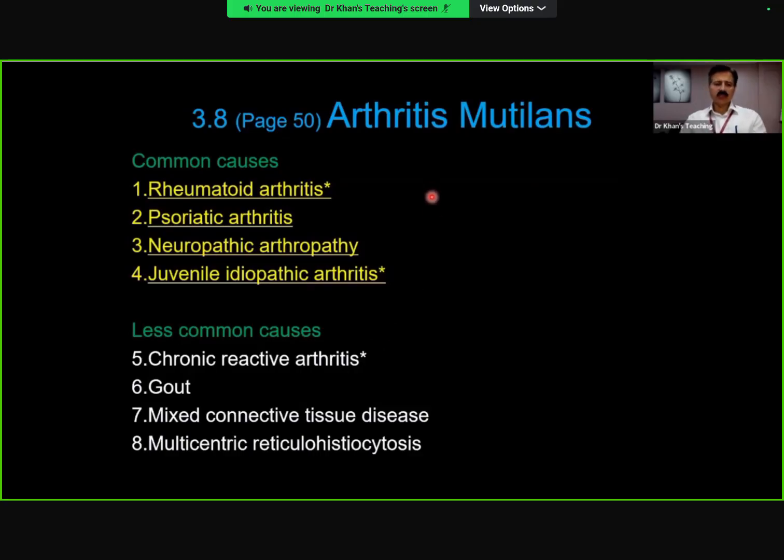So arthritis mutilans, this is the differential diagnosis, 3.8, page 50 in your book. And these are the common causes. These are the less common causes. And at least you should know the common causes for your exam. In the present Chapman edition, if you see carefully, in each list, some of them have been underlined, and anything which is underlined means that this is important for your exam. If you forget this, fine, but at least for your exam at a registrar level, you must tackle these.